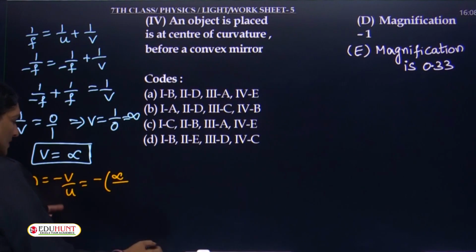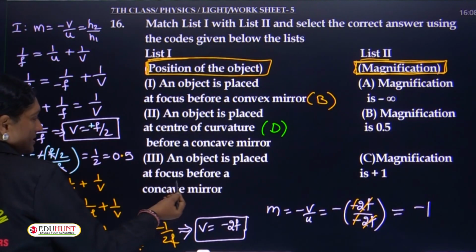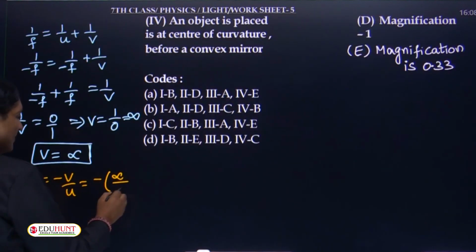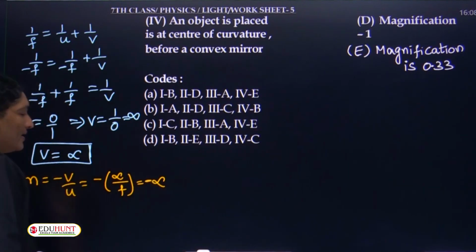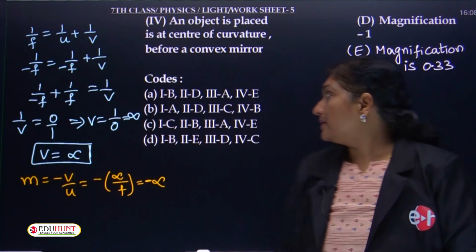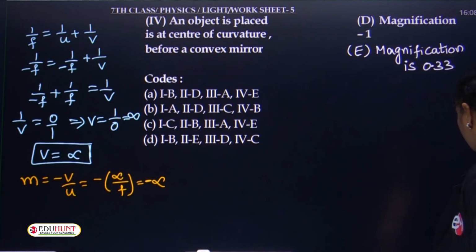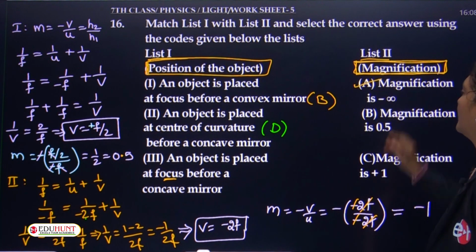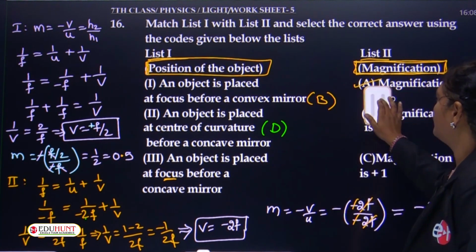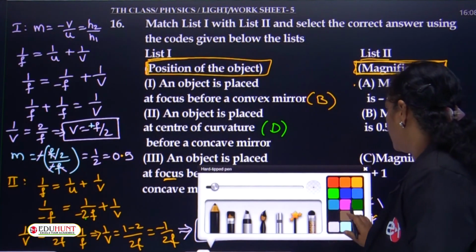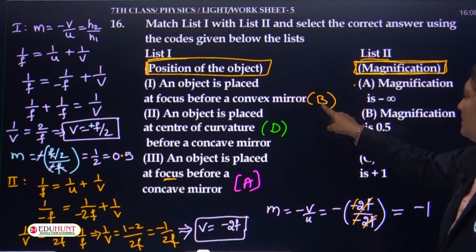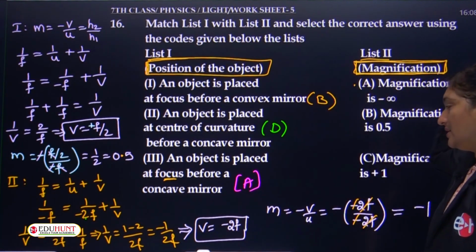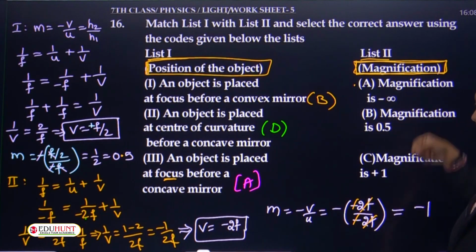And u, the object is kept at where? The object is kept at focus, so u is taken as f. Infinity by anything, you get the value as infinity only, and the minus symbol is already there. Hence, the correct option is, where is minus infinity? Yes, this one. So the third option goes with option A. So let me write it here as option A. Clearly 1 goes with B, 2 goes with D, that is minus 1, and 3 goes with A, that is minus infinity.